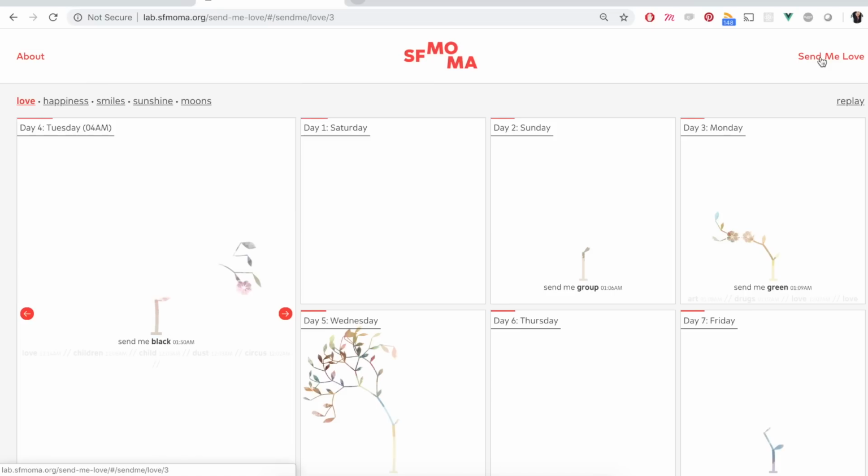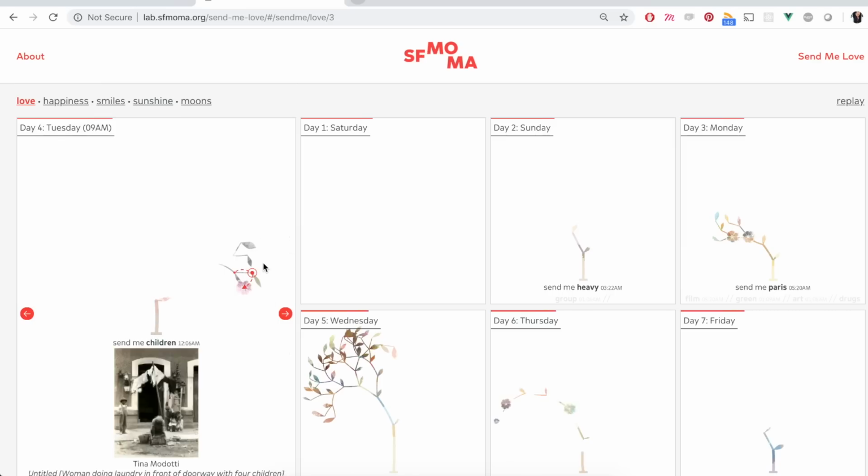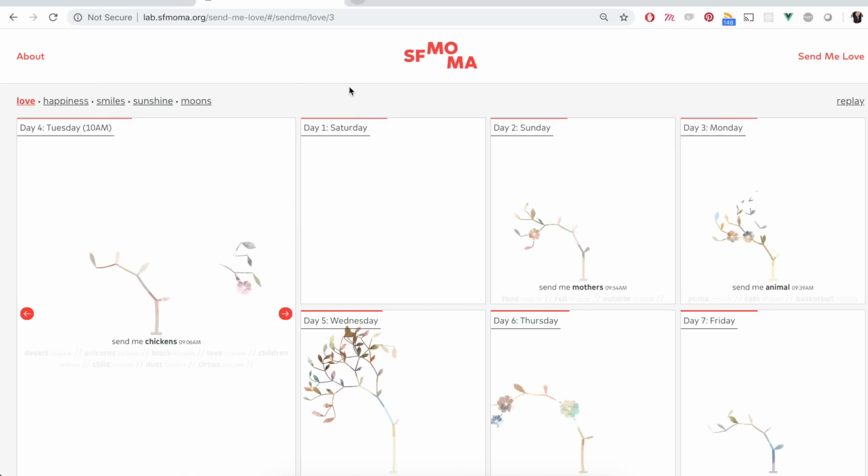Yeah, so this is the SF-MoMA one, and this was basically what they asked me to do. I've noticed this bugs me. This is a bug right here. Let's ignore it. After I pointed it out.